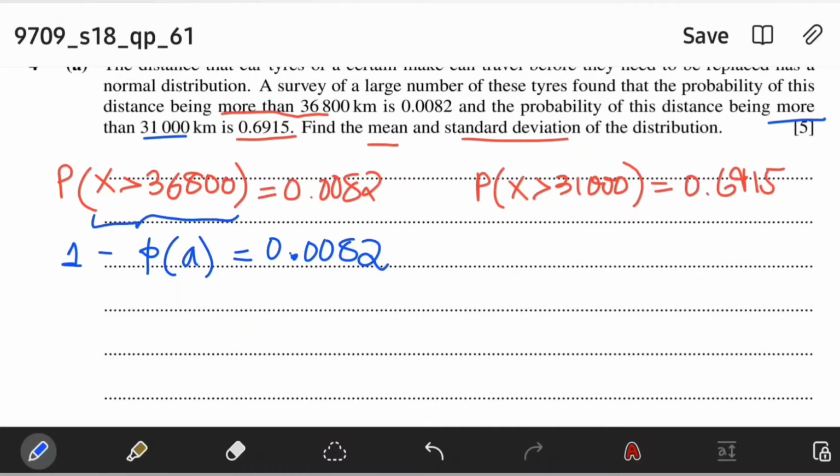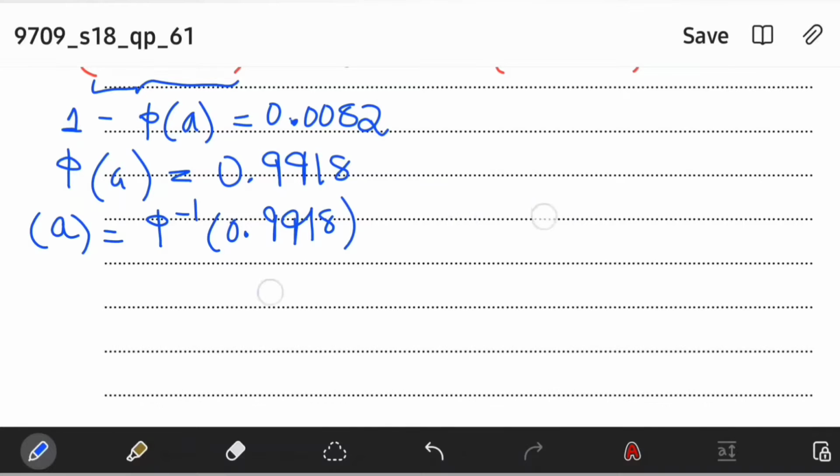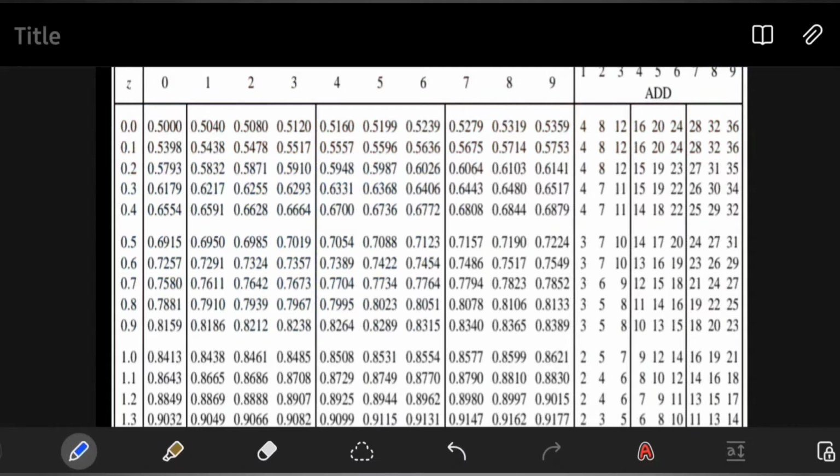Now we will shift this 1 over there, or you can just write it like 1 minus 0.0082, which would be 0.9918. Now taking the inverse, you have to read this value from the table. So this is our table for normal distribution function, and our value was 0.9918. So how to find an inverse for this value?